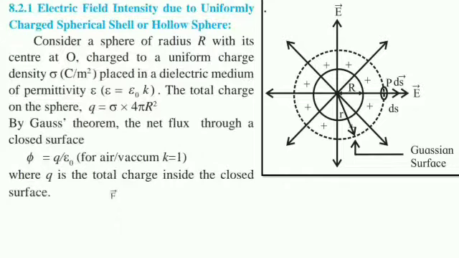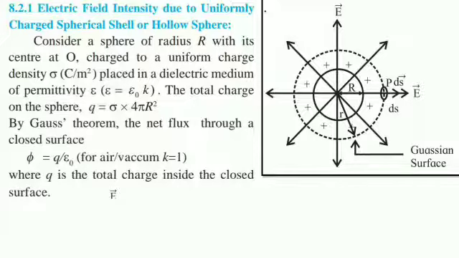Here we have to consider a sphere of radius r with its center at O, as you can see in this diagram, charged to a uniform charge density, that is sigma, and as we know, uniform charge density is nothing but charge upon area.